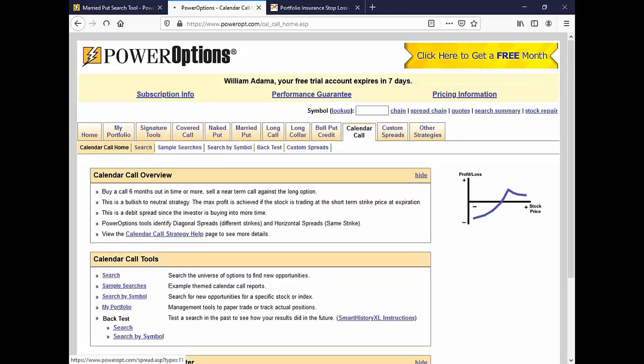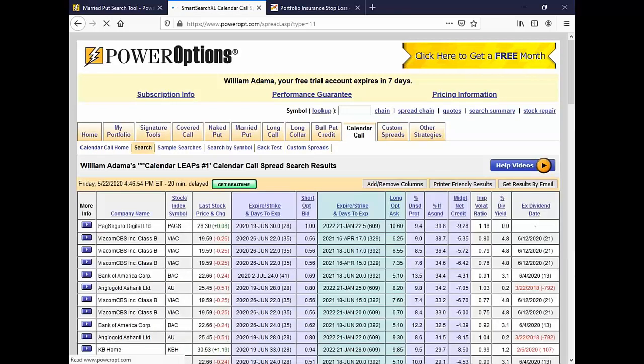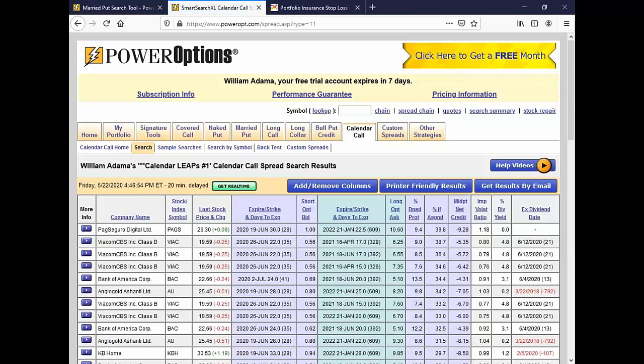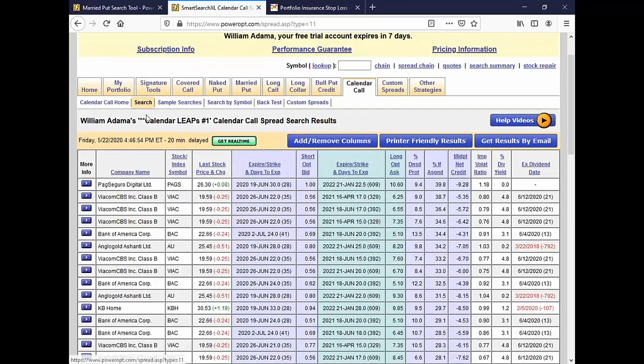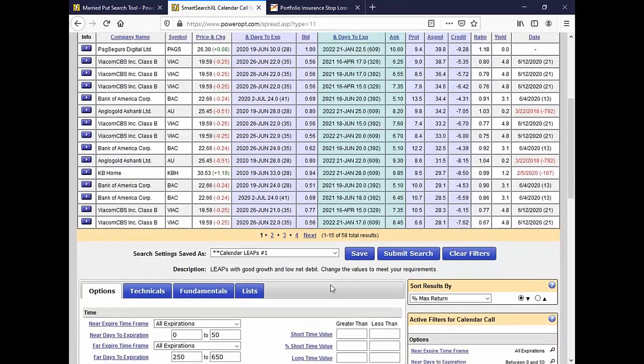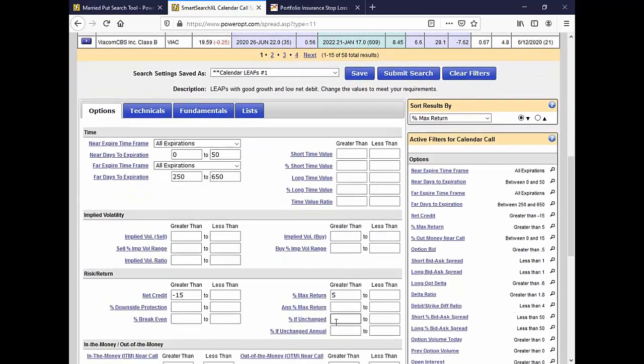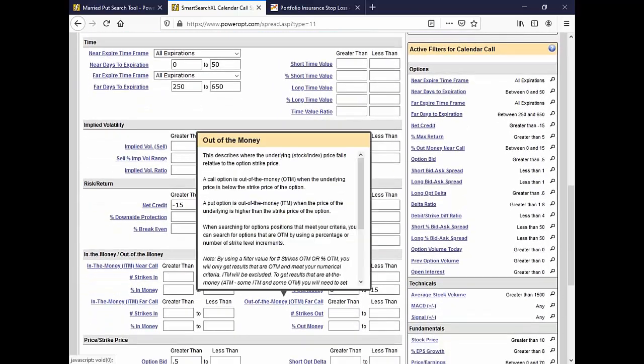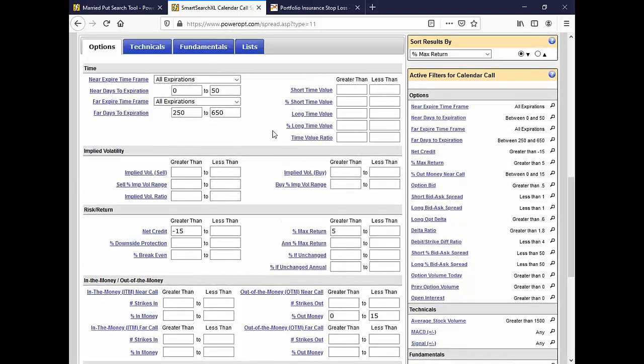When we go into the search tool, you'll see a list of positions that match our default criteria. One of our defaults here is calendar leaps number 1. It's just a starting point. We've put in criteria that we would use as a starting point if Ernie and I were opening our own diagonal spreads today. But, of course, the whole power of the search tool is that you can customize it any way you want to.